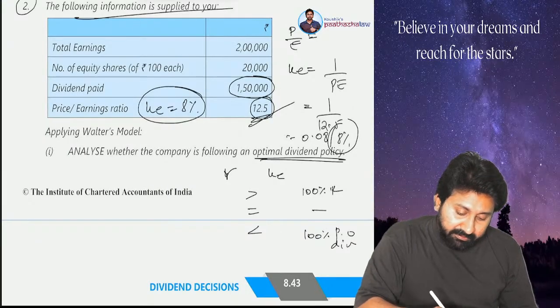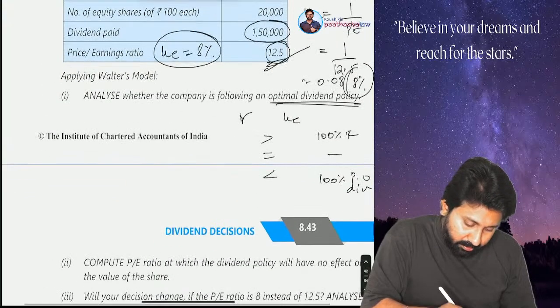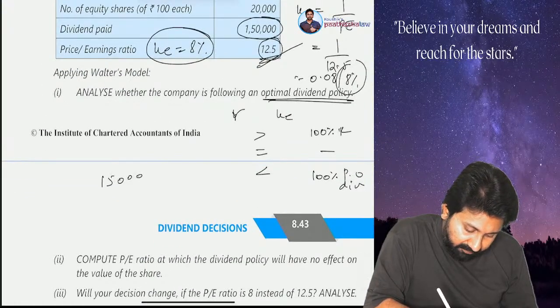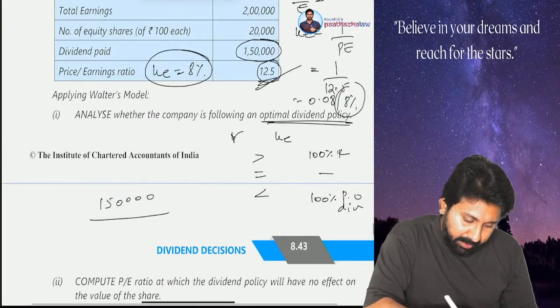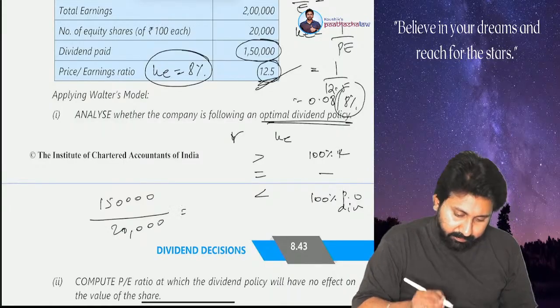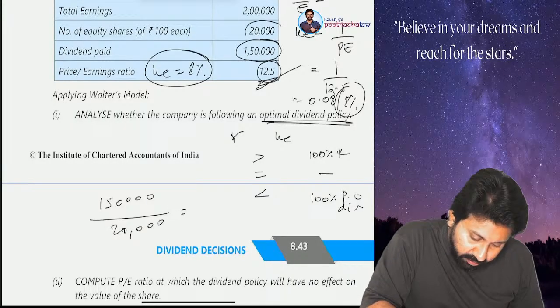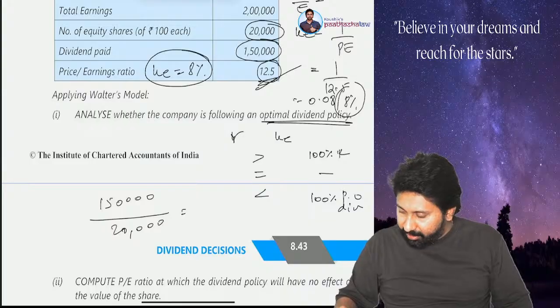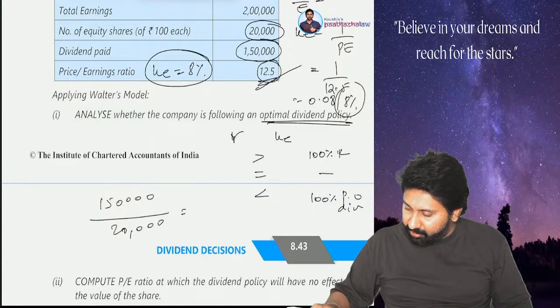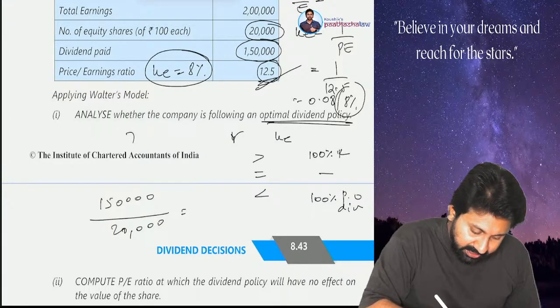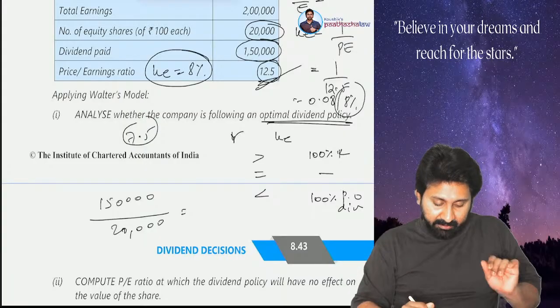Per share, how much will it be? 1,50,000 divided by 20,000, the number of equity shares. Dividend paid 1,50,000 divided by 20,000. How much? 7.5 you paid. So forget about it.